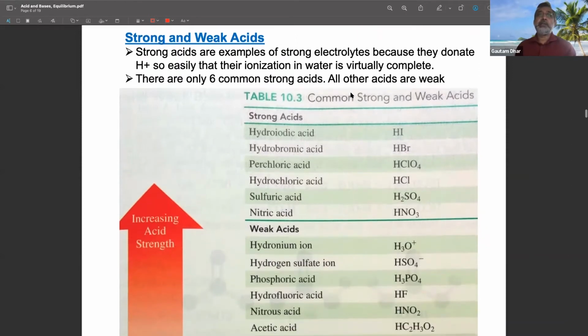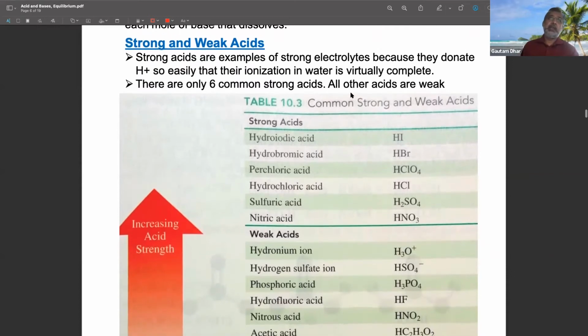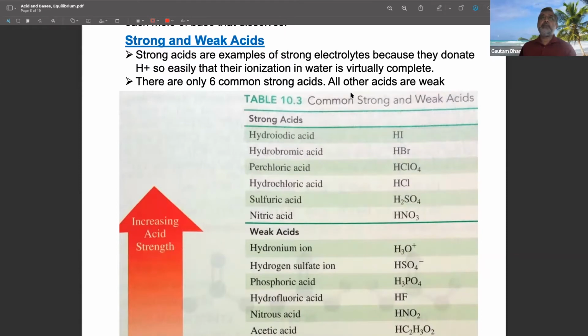So, strong acids and weak acids. Strong acids are examples of strong electrolytes, so that means they ionize almost completely. Okay, like almost 99.99% gets ionized. So there are 7 strong acids.